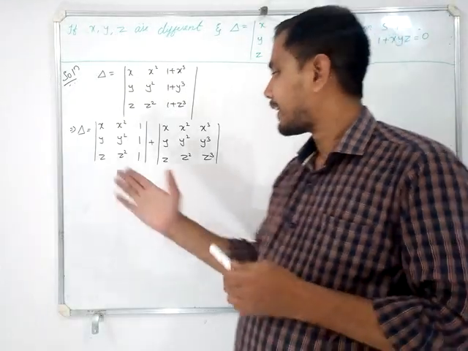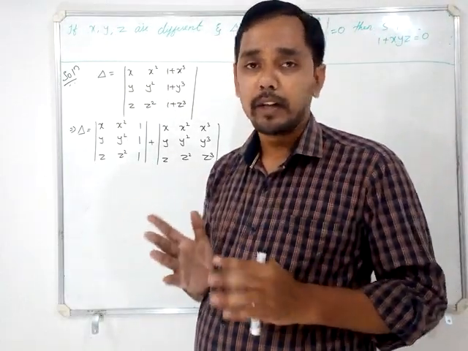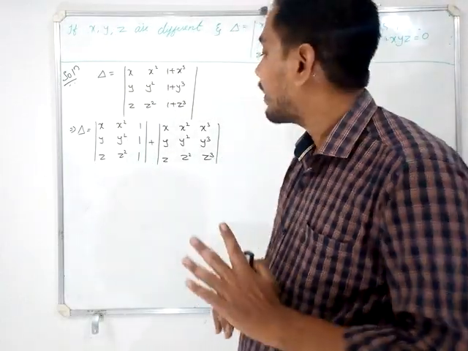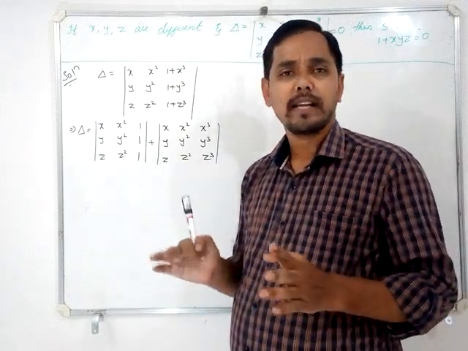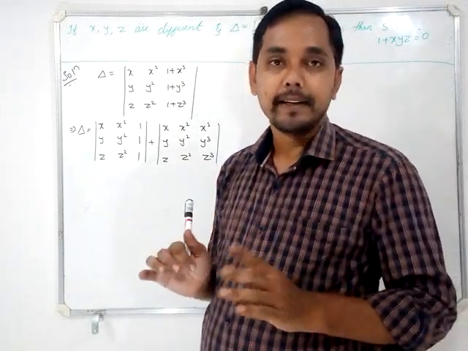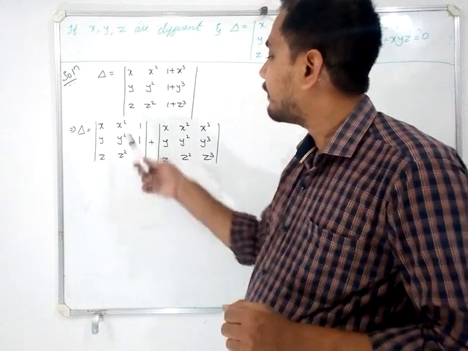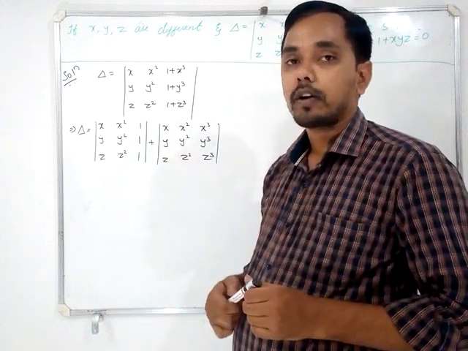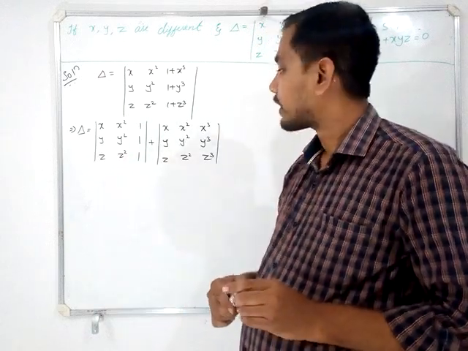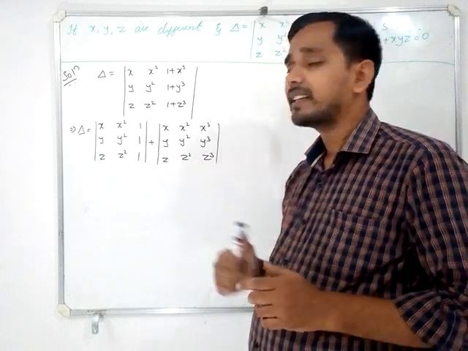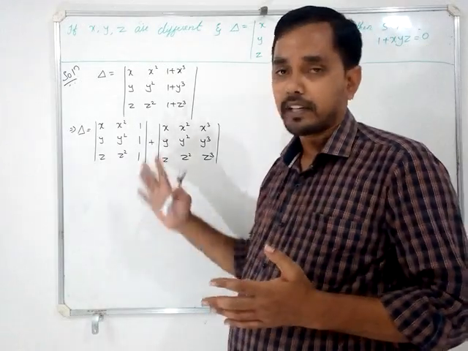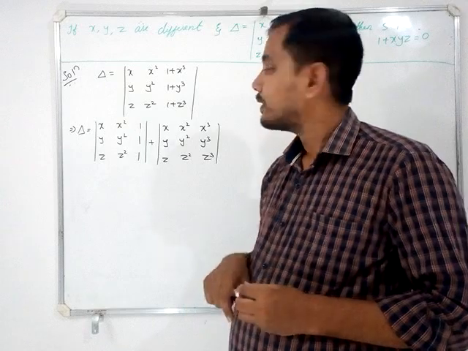Now I can directly solve this by expanding along any row or column. There is no restriction, but as usual, it will become lengthy, right? So to avoid that, I will apply some row or column transformations and then I will make it simple, right?